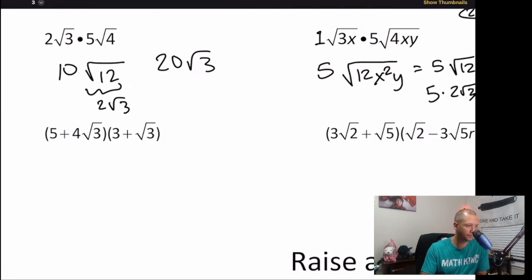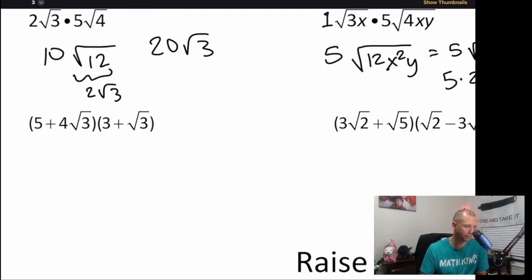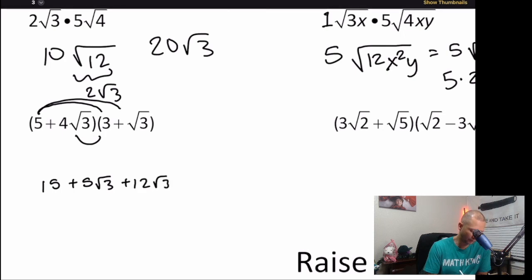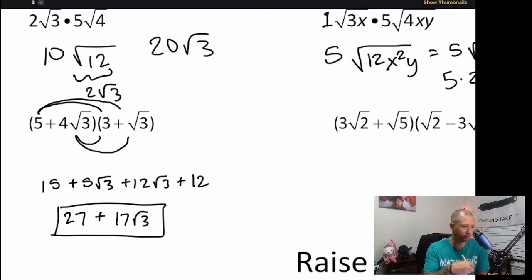I'll show one more example. This one, we have to do a FOIL kind of method here, since there are two binomials being multiplied. So if we use first, this is going to be 15, outer, 5 root 3, inner, 12 root 3, last, it's going to be 4, and root 3 times root 3 is 9. No, I take that back. Root 3 times root 3 is 3. 3 times 4 is 12. So combining like terms, we're going to get 27 plus 17 root 3. So double distribution has to happen right there.